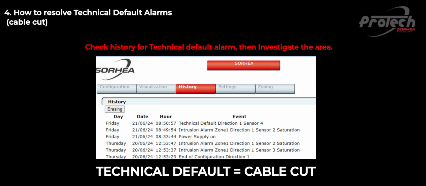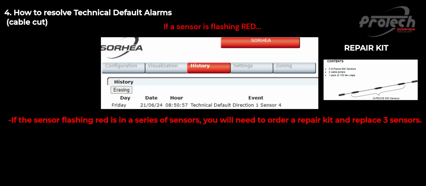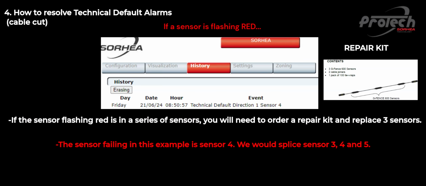How to resolve technical default alarms. In this example, the first entry shows direction 1 sensor 4 is in trouble. Go to the perimeter and investigate the area around sensor 4. If a sensor is flashing red, this means there is a communication problem in this area. If the sensor flashing red is in a series of sensors, you will need to order a repair kit and replace 3 sensors. The sensor failing in this example is sensor 4.